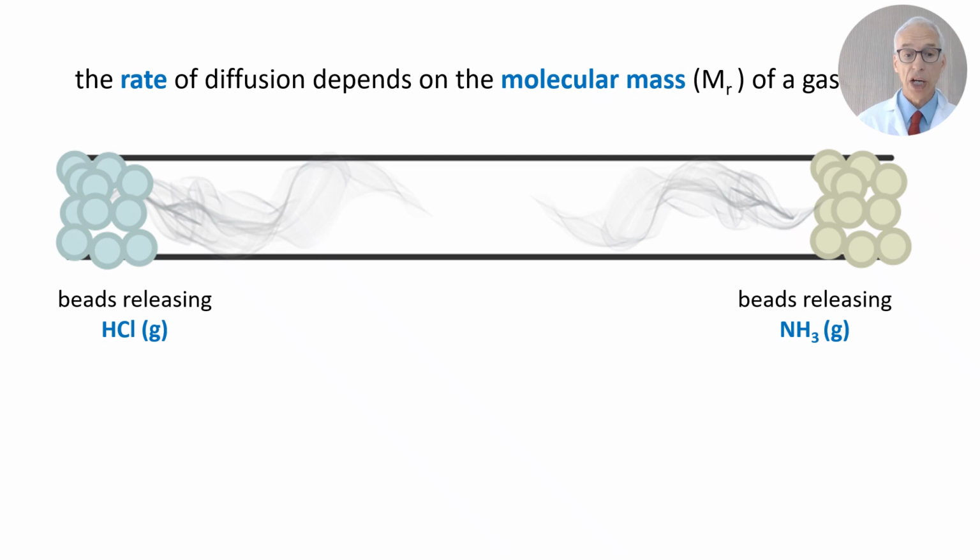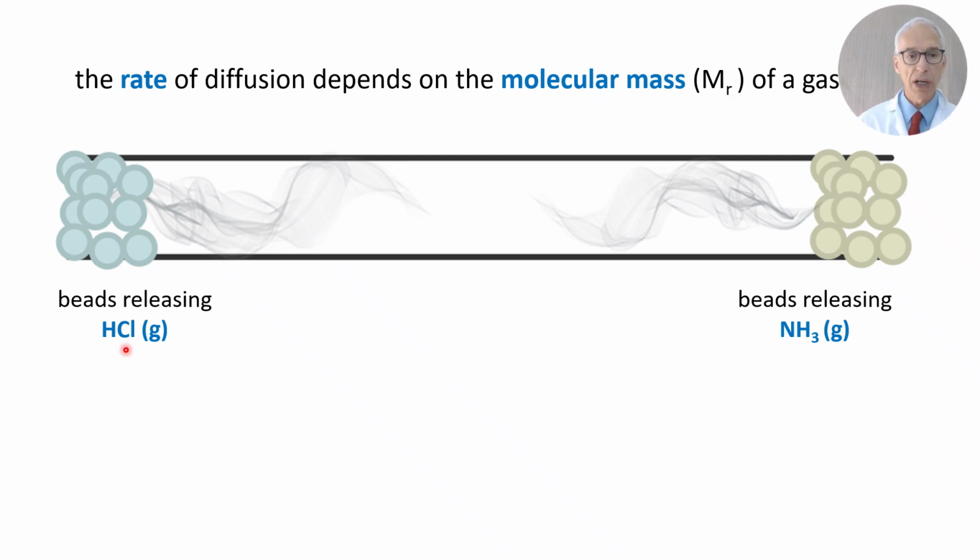Now Cambridge IGCSE also requires you to know about the rate of diffusion and how it depends on something called molecular mass. If you haven't calculated molecular mass before, just bear with me, I'll give you the figures. But it may well be a very familiar concept to you.